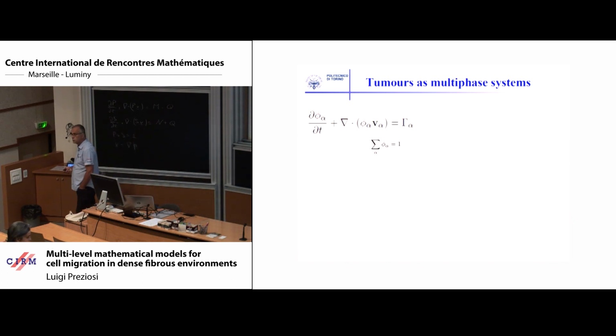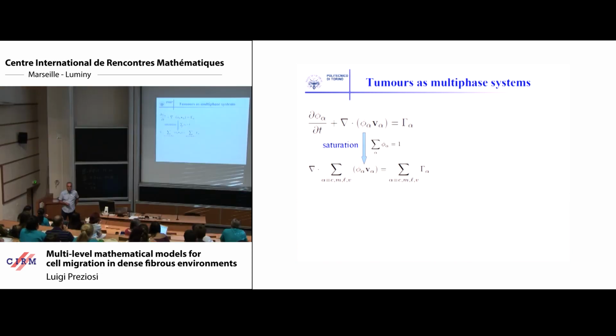Some assumptions that are usually made on this framework, on this set of models, are the following. The first one is the saturation assumption, like this one. The populations that you are interested in sum up to 1. This means that if you add these equations, the time derivative goes away, because you have the derivative of the sum of phi alpha, which is 1, which is 0, and so you are left with this thing.